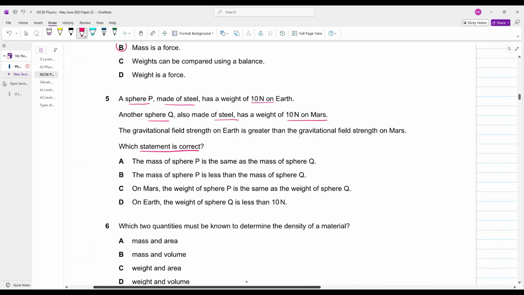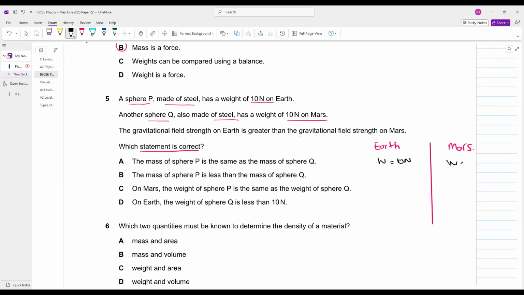एक beautiful सा proof देता हूँ. Let's say आप Earth पे हो and this is Mars. On both Earth and Mars, your weight is 10 Newton. Let's suppose Earth की gravitational field strength is 9.8, and the gravitational field strength on Earth is greater than the gravitational field strength on Mars. Let's say I am just assuming कि gravitational field strength on Mars is 4. मैं सिर्फ assume कर रहा हूँ कि gravitational field strength on Mars is 4.